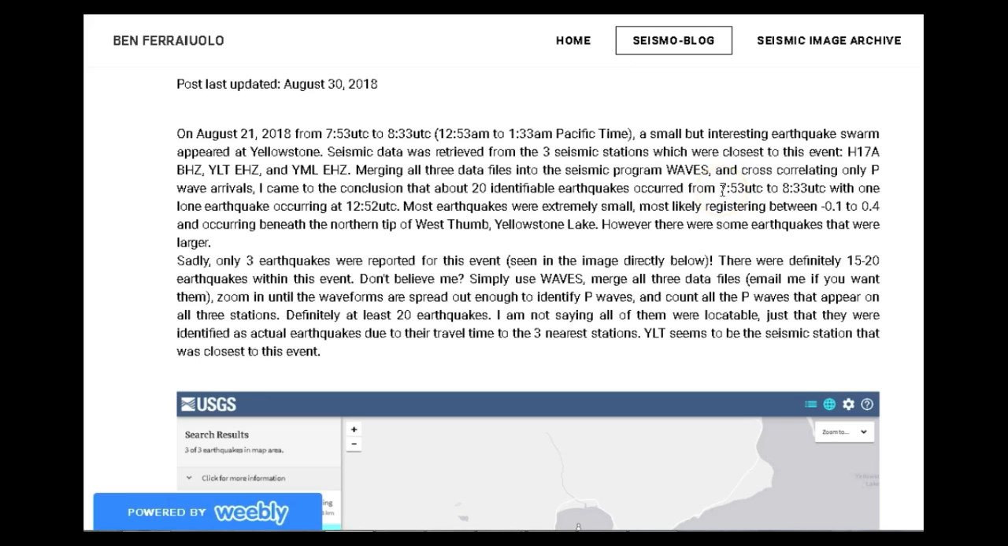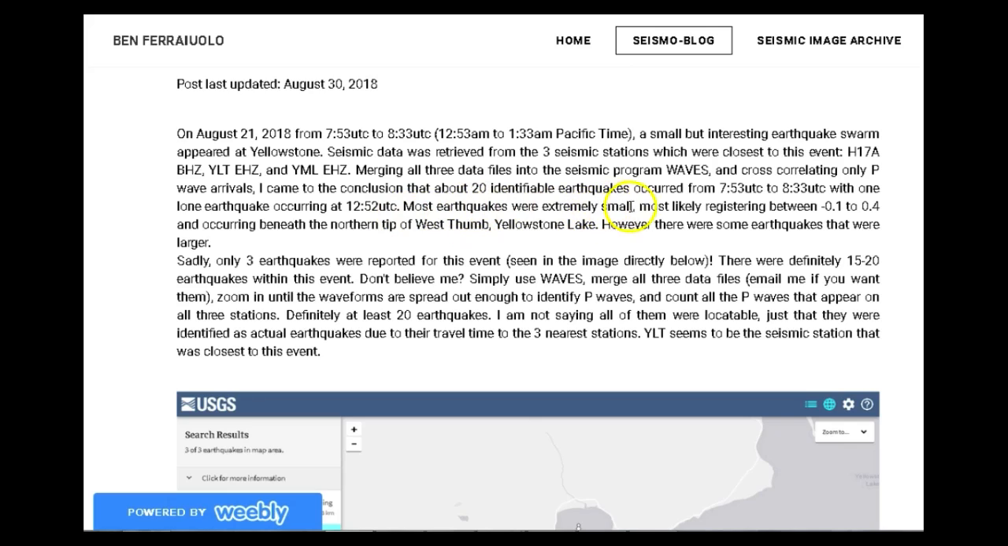Something also interesting to point out is notice how it's a 40-minute time frame. Well, on July 5th, 2018, the earthquake swarm at West Thumb was a 40-minute time frame. Isn't that weird? That's very odd. So there were 20 identifiable earthquakes from 7:53 to 8:33 UTC, with one lone earthquake occurring at 12:52 UTC.